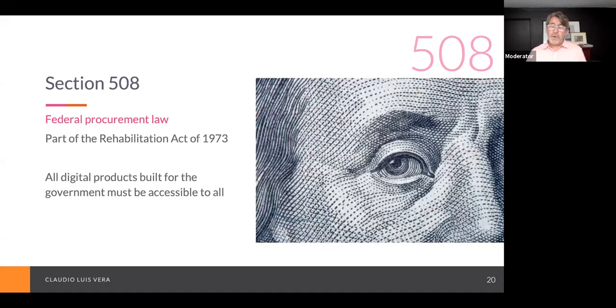So we also mentioned Section 508, and this is that Rehabilitation Act from 1973. And this is a federal procurement law. And basically it says that if you sell to the federal government, whatever you build needs to be accessible to all. And this applies to software as well. So Section 508 kind of affected software manufacturers earlier than Title III of the ADA.